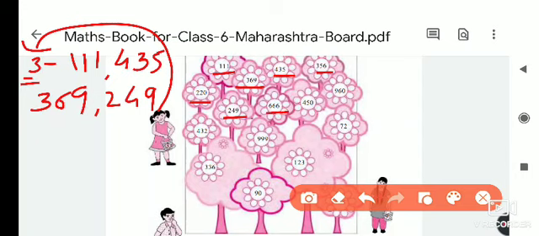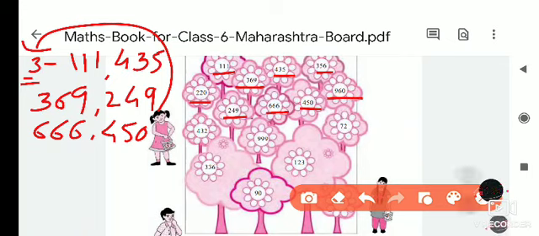666. 6 3s are 18. So this number is divisible by 3 because the sum is 18, and 18 is present in the table of 3. 450. 4 plus 5 is 9, and 9 plus 0 is 9. 3 3s are 9, so this number is also divisible by 3. Next number is 960. 9 plus 6 is 15, and 15 plus 0 is 15. 3 5s are 15. So 960 is divisible by 3. So we have to write it here.